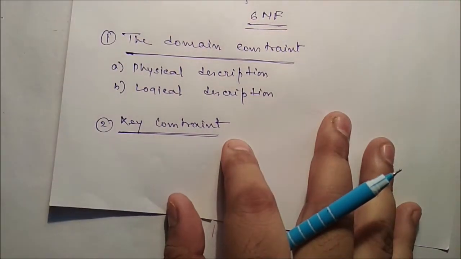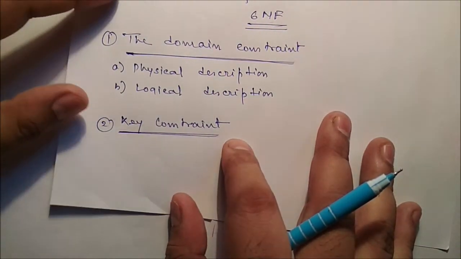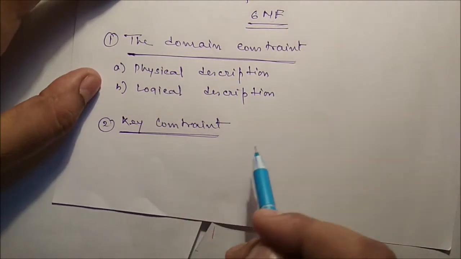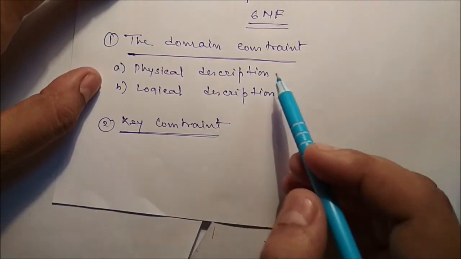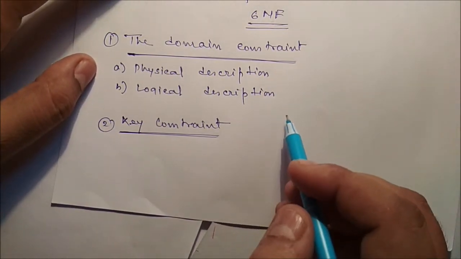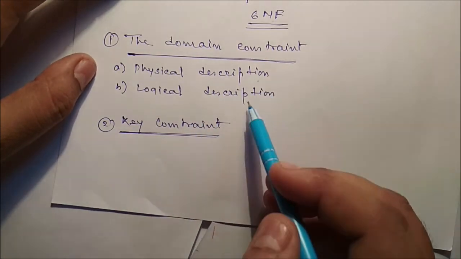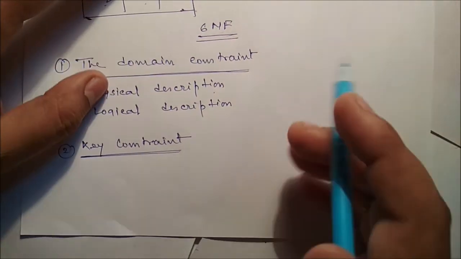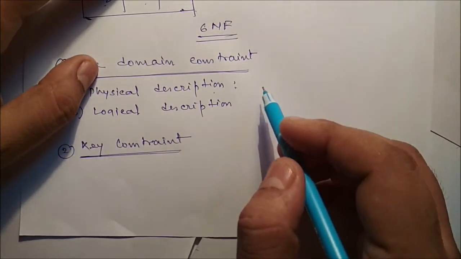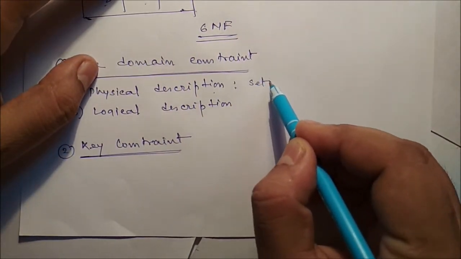Now before that we should know what is domain constraint and what is the key constraint. A domain is a description of an attribute's allowed values. It has two parts, physical description and logical description. Now physical description means what? Set of allowed values.